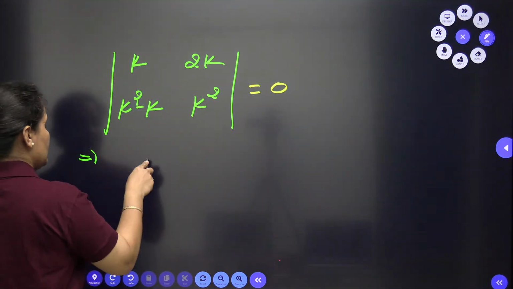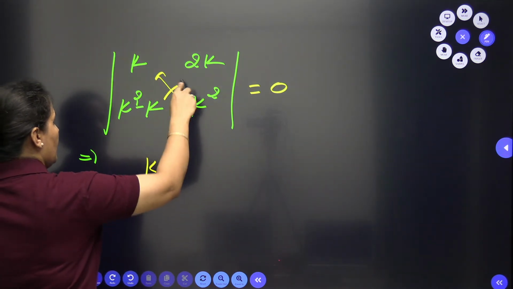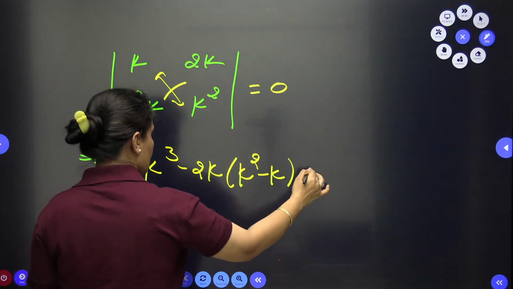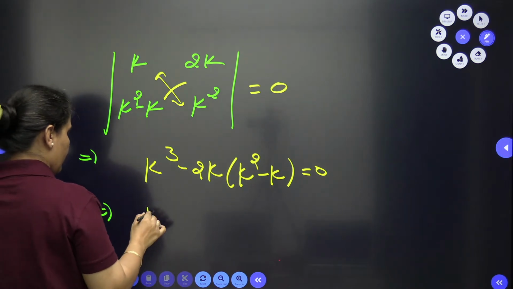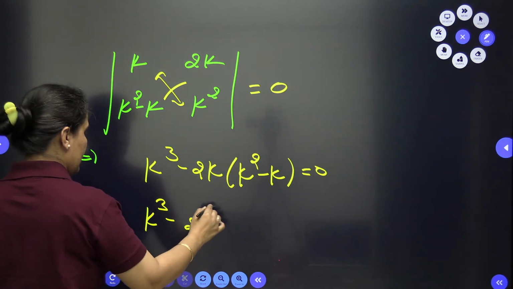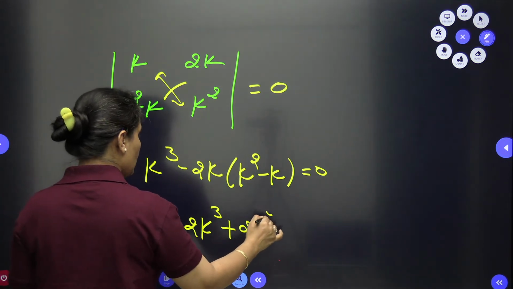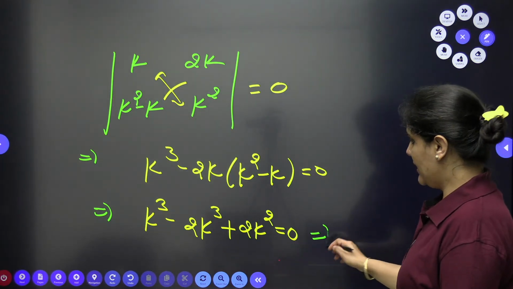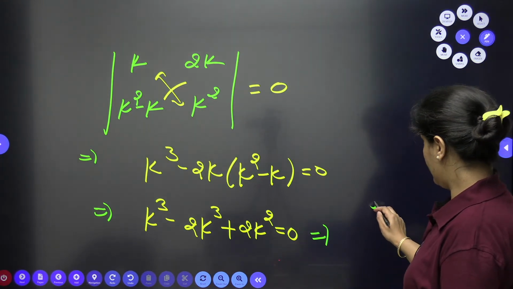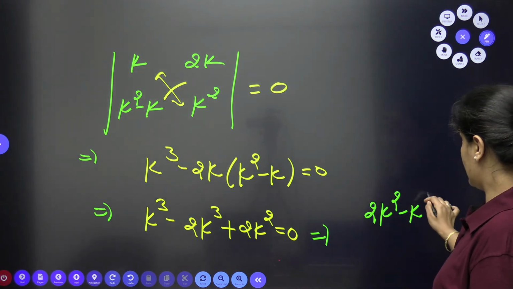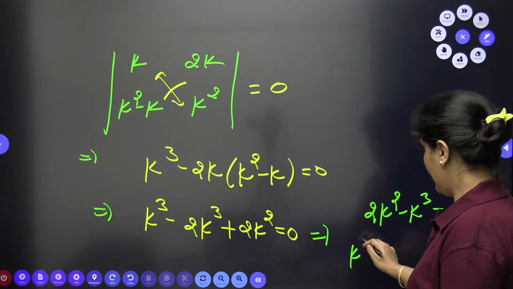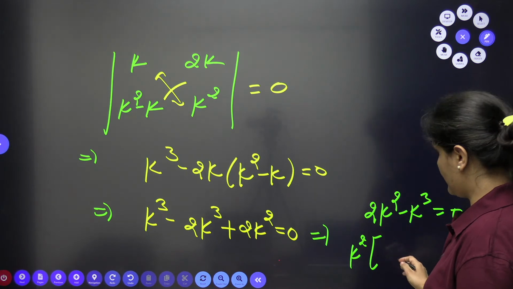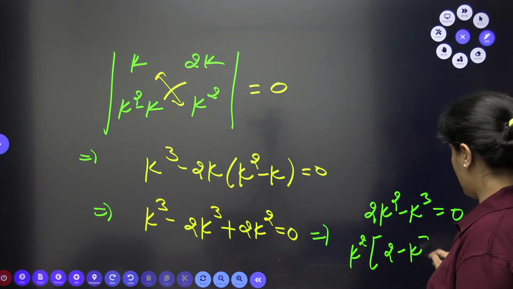So when we will solve, we can say this is k cube minus 2k into k square minus k equals to 0. When we will solve, it is k cube minus 2k cube plus 2k square is equals to 0. Again when we will solve it, we can see from here it is 2k square minus k cube is equals to 0. I can take k square outside. It will be k square times 2 minus k equals to 0.